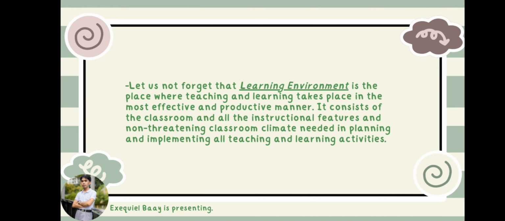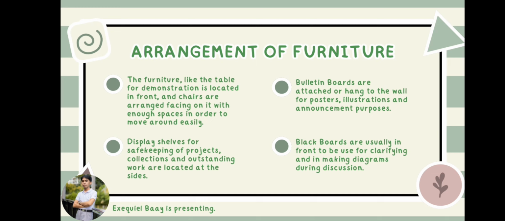Let us not forget that the learning environment is the place where teaching and learning takes place in the most effective and productive manner. It consists of the classroom and all the instructional features and non-threatening classroom climate needed in planning and implementing all teaching and learning activities. Next, the arrangement of furniture. The table for demonstration is located in front and chairs are arranged facing it with enough space in order to move around easily.